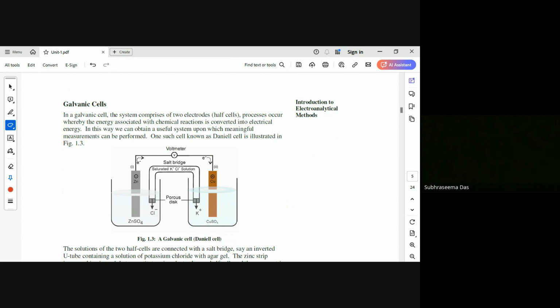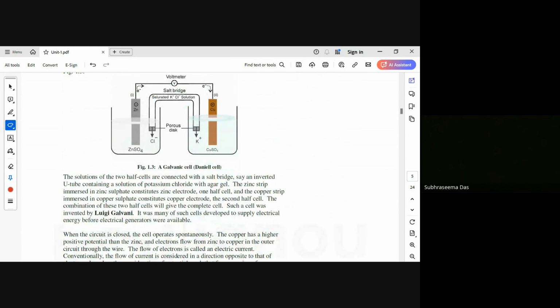In a galvanic cell, the system consists of two electrodes. Now, as you can see, there are two electrodes, and each part of the cell is called a half cell. So we have the right hand side and the left hand side, each called a half cell. Here in these half cells, the chemical reactions occur, where the chemical energy is converted into electrical energy. One such galvanic cell is called the Daniell cell. Figure 1.3 represents a general galvanic cell. In this cell, the solutions of the two half cells are connected by a salt bridge.